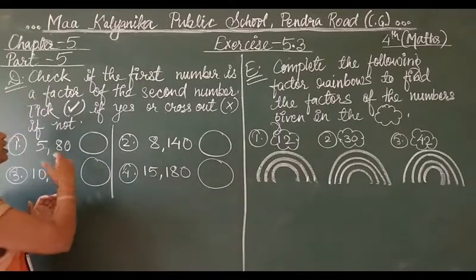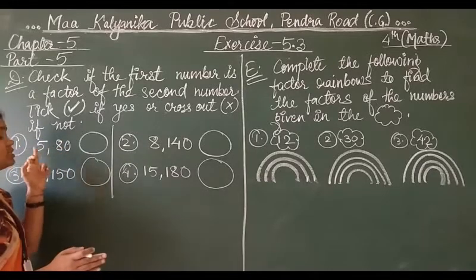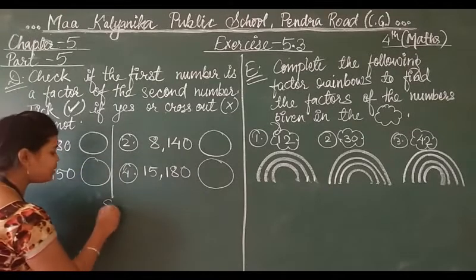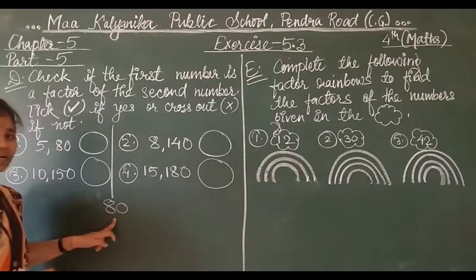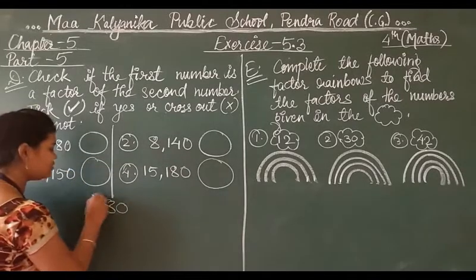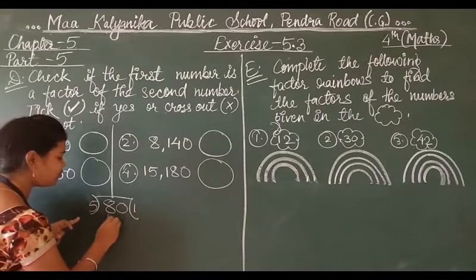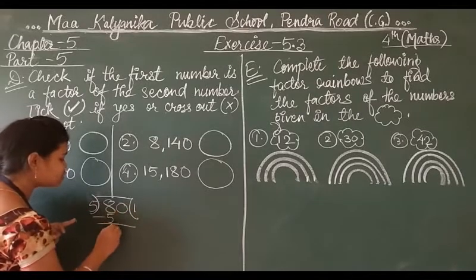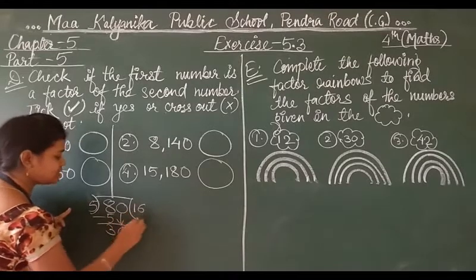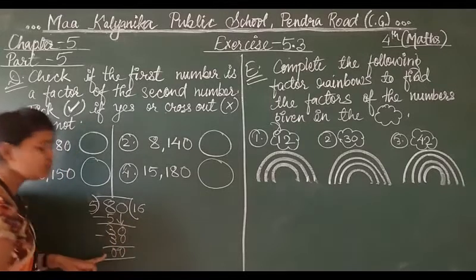So how to find out whether the given number is a factor of the second number or not? See students, 5 is given, 80 is given. By the division method I am directly dividing 80, the second number, by 5. So 5 ones are 5 and 8 minus 5 is 3. I am carrying down 0. 5 6s are 30.